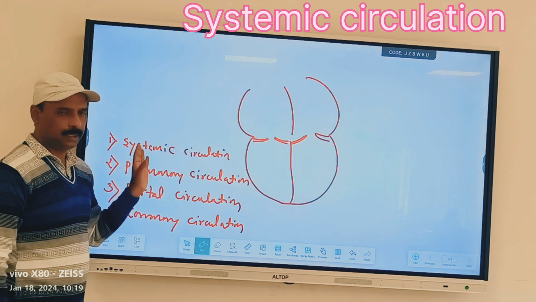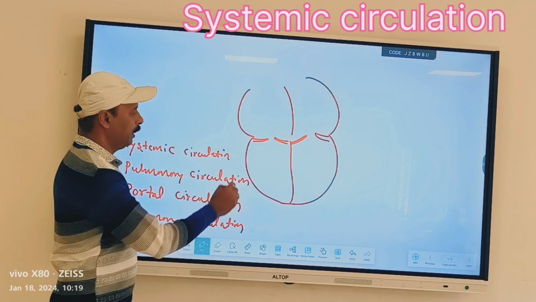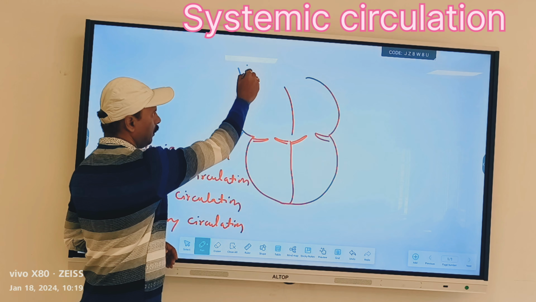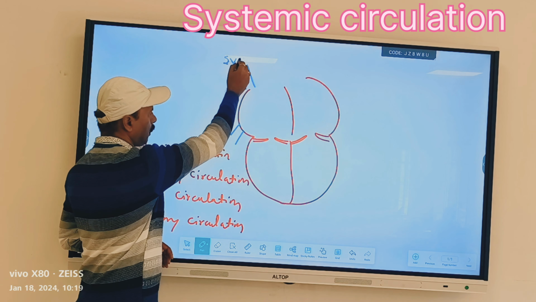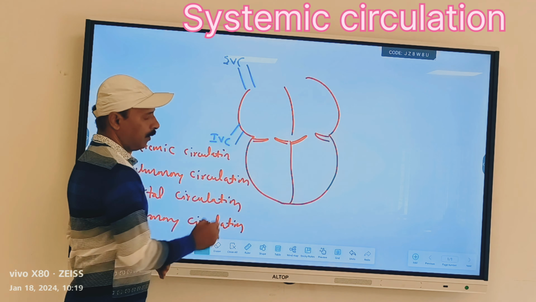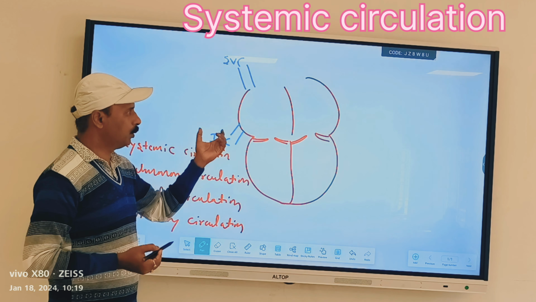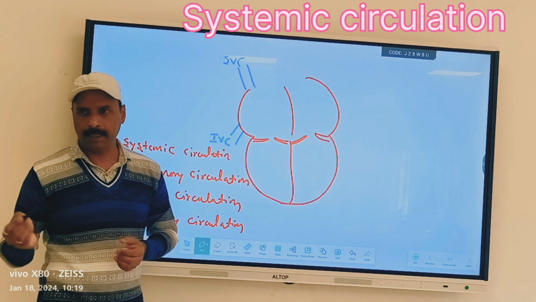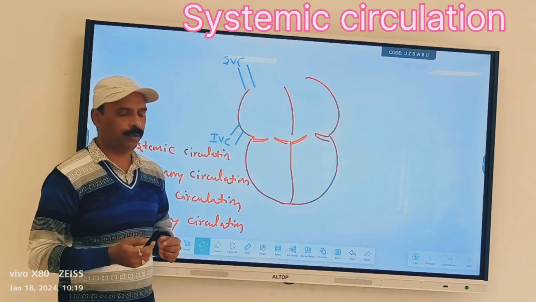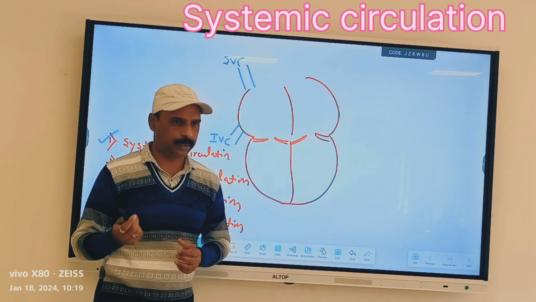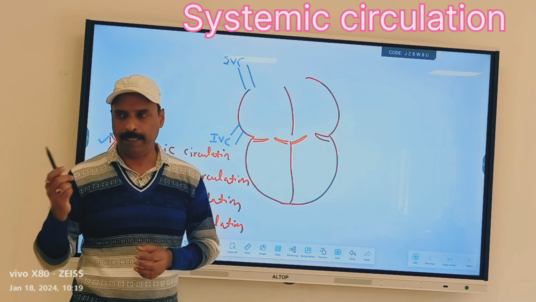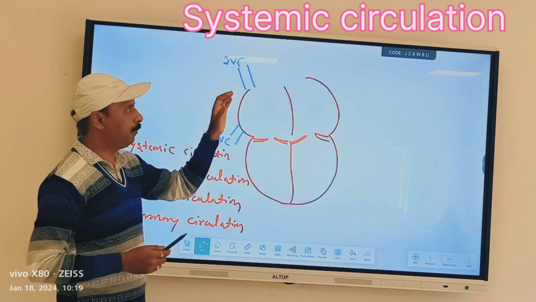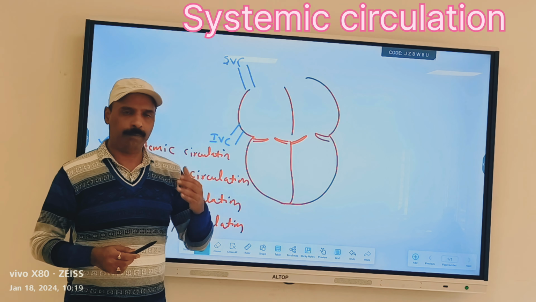Just to revise, this systemic circulation, as we are going to see in the body, this is the superior vena cava and this is the inferior vena cava. So you have to start with the superior and inferior vena cava. First we are dealing with the systemic circulation. This is very important, because almost all body parts receive their nutrition and blood supply by the systemic circulation.